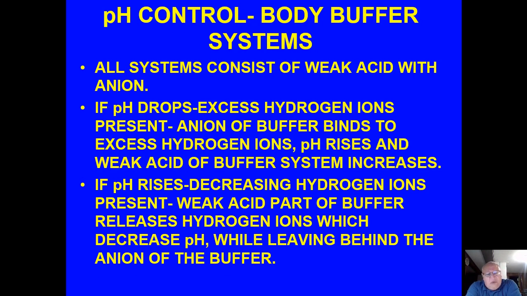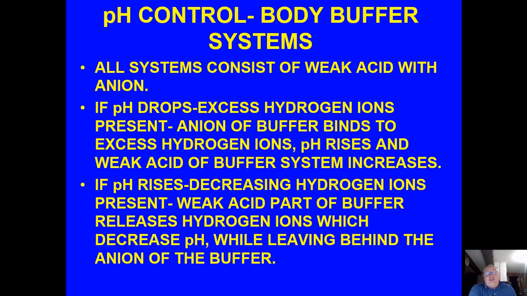Now, what does this all mean? If the pH drops, let's say, inside your cells, in your blood, etc., you have a means to blunt or reduce the impact of that pH drop. Because if the pH drops, you have excess hydrogen ions present. And so the anion, that stripped off part of the buffer, will bind to that excess of hydrogen ions, and that will cause the pH to rise. And the weak acid of the buffer system will increase in concentration.